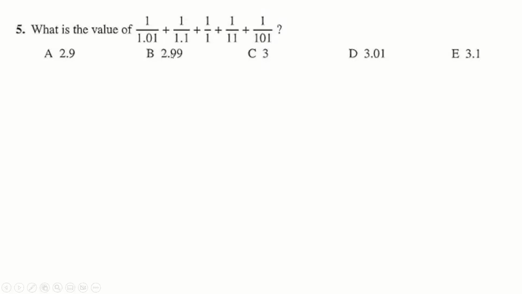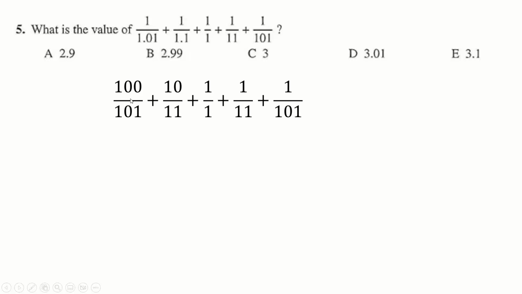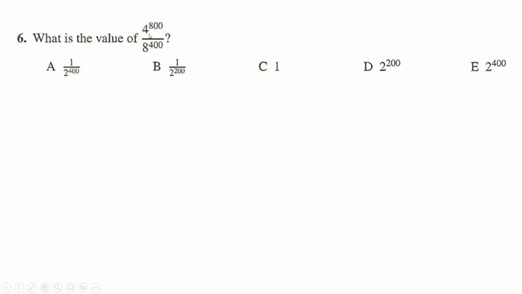Question number 5. So we don't like fractions, we don't like decimals in fractions, so just times this one by 100 and times this one by 10 to make this. But then notice that 100 101ths plus 1 101th is 101 101ths, and so is 10 11ths plus 1 11th, that's 11 11ths. But this is just 1 plus 1 plus 1, and so the answer is 3. Good.